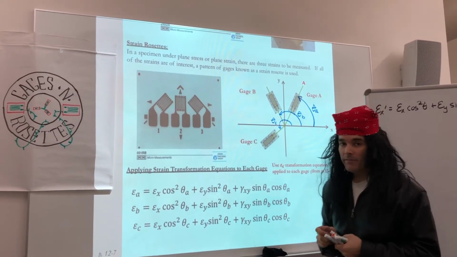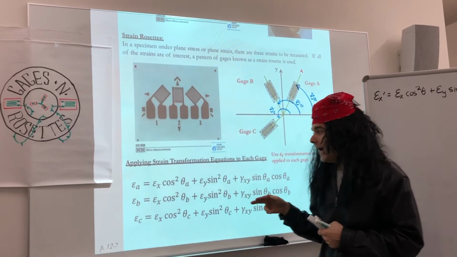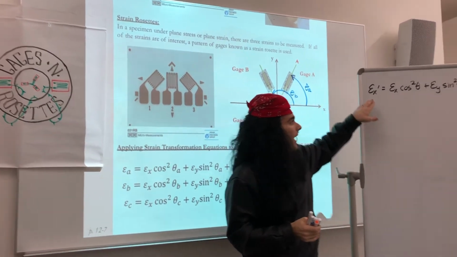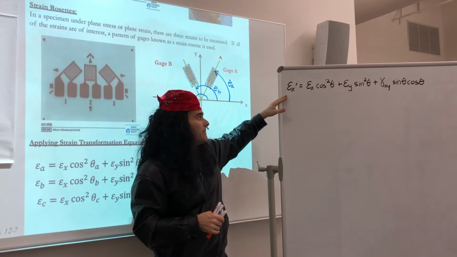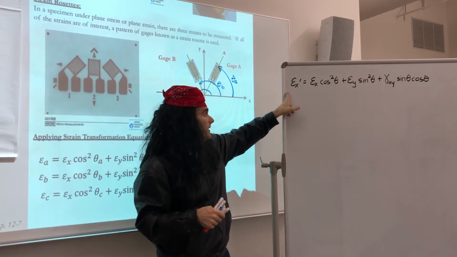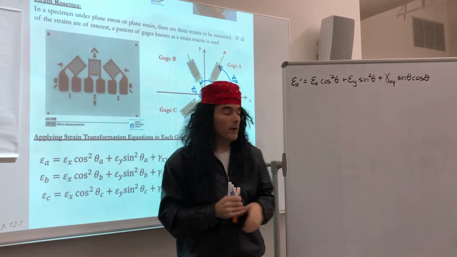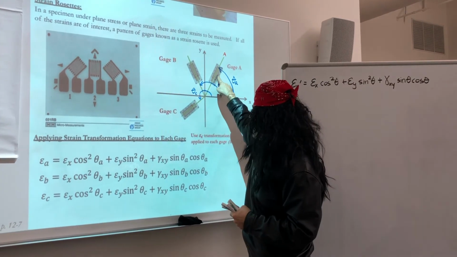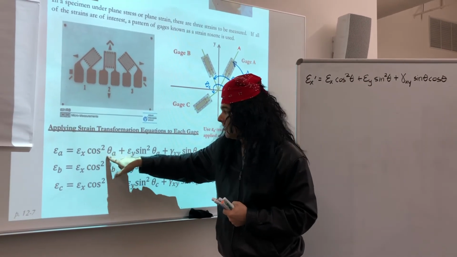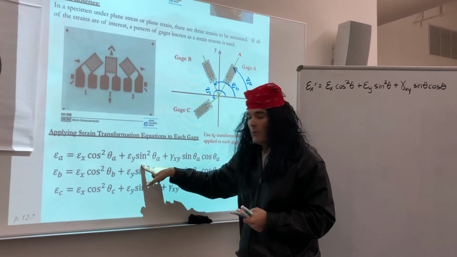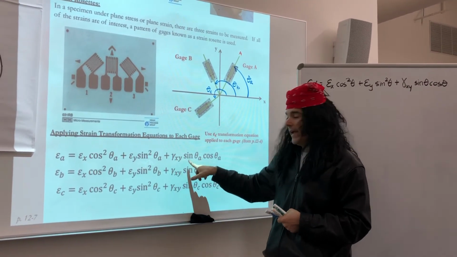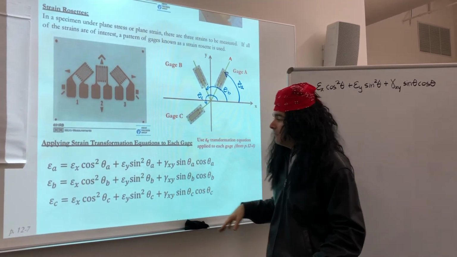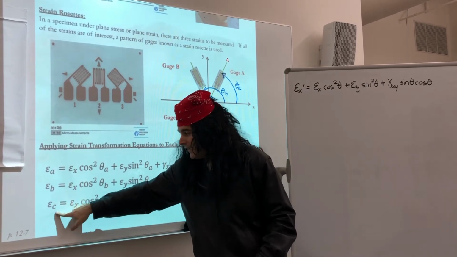The way we solve for epsilon x, epsilon y, and gamma xy is by applying our strain transformation equation to each gauge. Now I want to apply the first version of the epsilon x prime equation that we derived in our notes. So this is it right here. And we're going to basically apply this at each gauge. So I would say that the strain in gauge A is equal to epsilon x cosine squared theta A plus epsilon y sine squared theta A plus gamma xy sine theta A cosine theta A. Okay? Straightforward. We do that for gauge B and for gauge C.